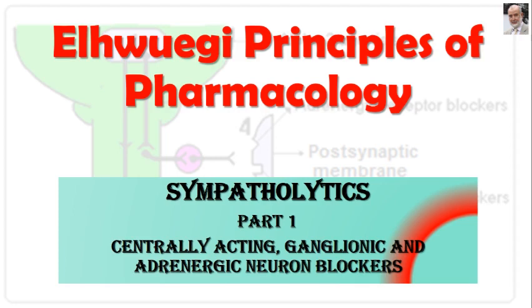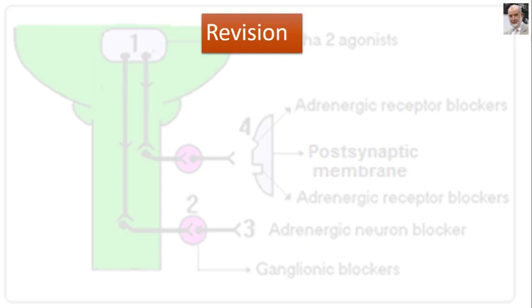Today's presentation will be part 1 of sympatholytics, in which we'll talk about centrally acting sympatholytics, ganglionic blockers, and adrenergic neuron blockers. We'll have a quick revision first, where we said that drugs which act on the sympathetic nervous system might be sympathomimetics. Sympathomimetics are drugs which produce action similar to the activation of the sympathetic nervous system.